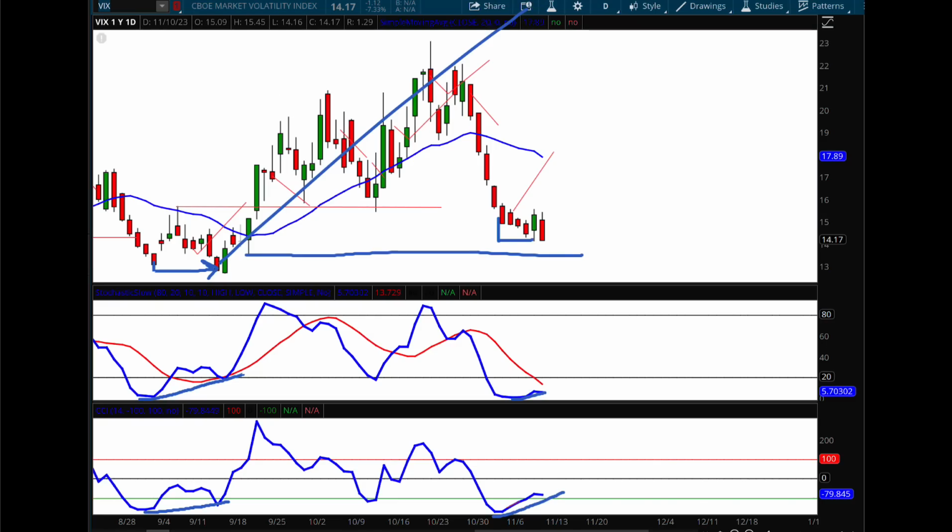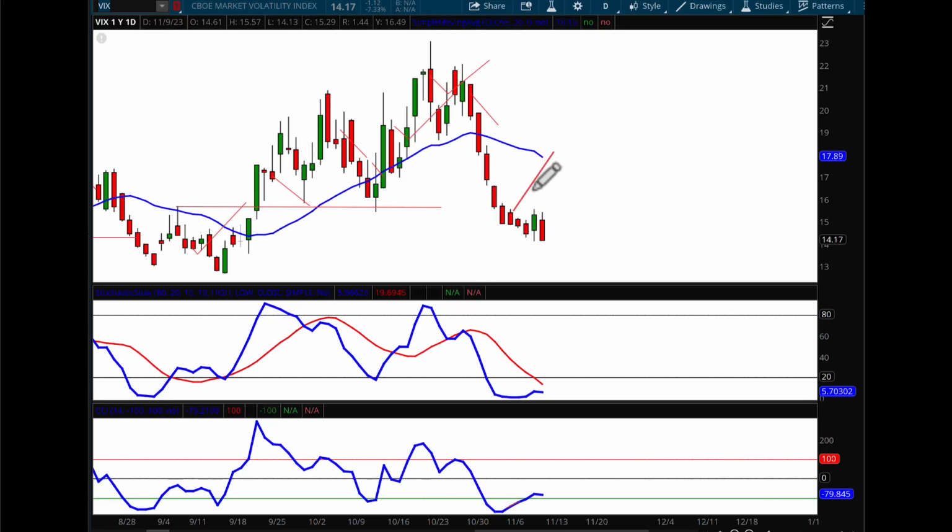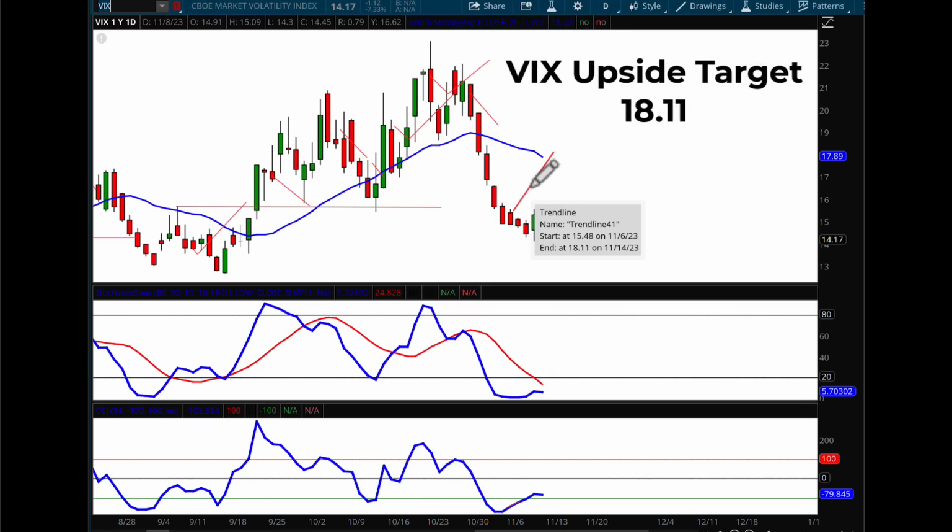The VIX rallied tremendously, rallied $10 after that had happened. Now, I don't forecast a $10 move higher on the VIX, not just yet at least, but I am predicting that the VIX will hit that target. Let me get that data box to pop up for you. That's at 18.11.